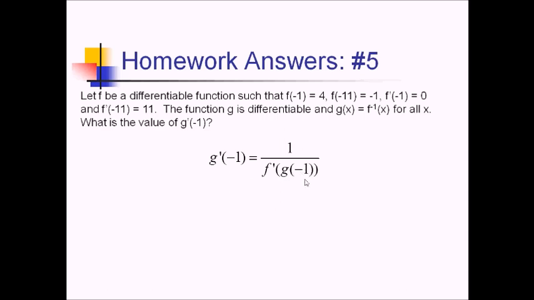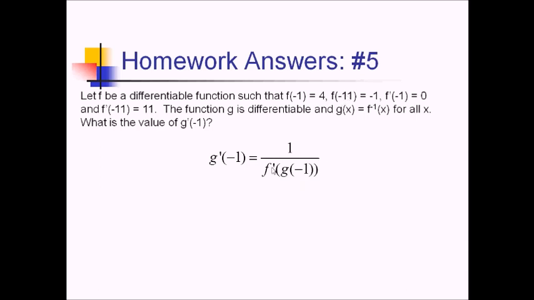Well, what's g of 1? That's the input I had to plug into the f function to get an output of negative 1. Taking a look at my f function values here, we see that we get an output of negative 1 when the input is negative 11. So g of negative 1 then is this negative 11.